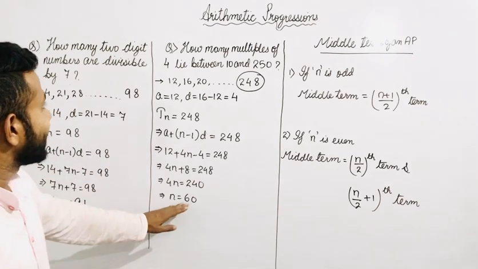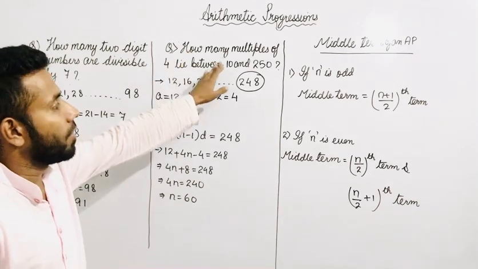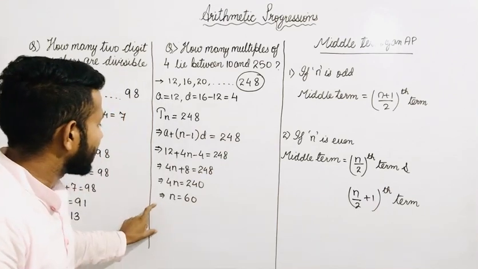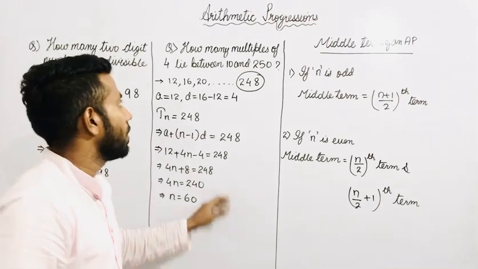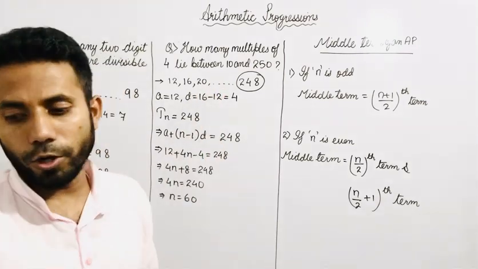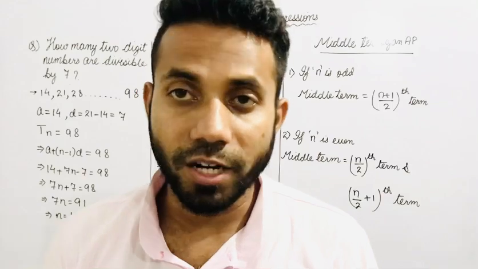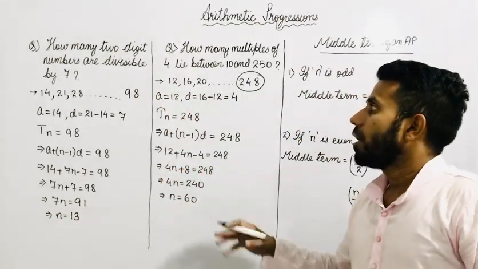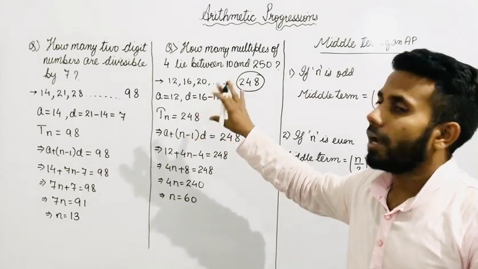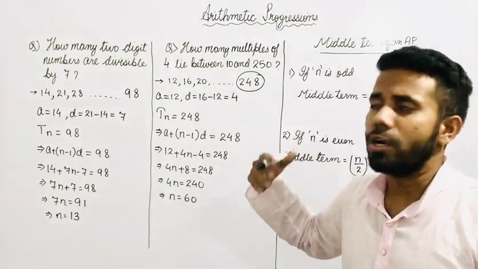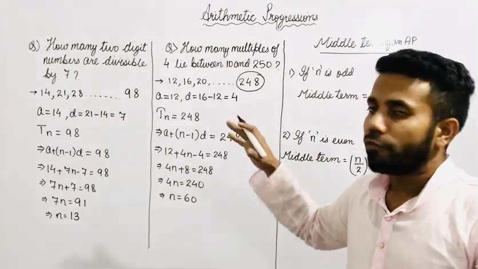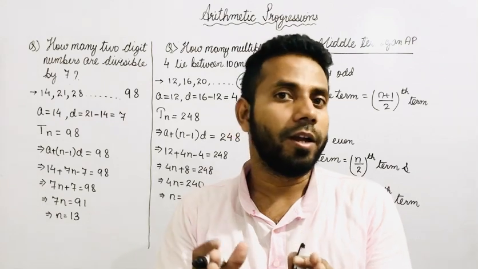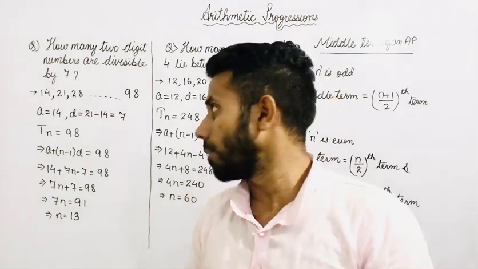So there are 60 multiples of 4 that lie between 10 and 250. You can write it in a statement. This is how you solve it. In questions of divisibility and how many lie between, in questions of factors, multiples, divisibility, the first thing that you need to do is construct an AP between the given boundary lines.